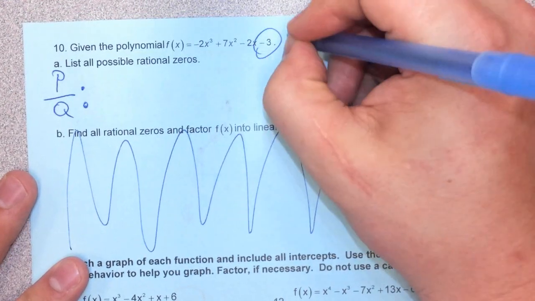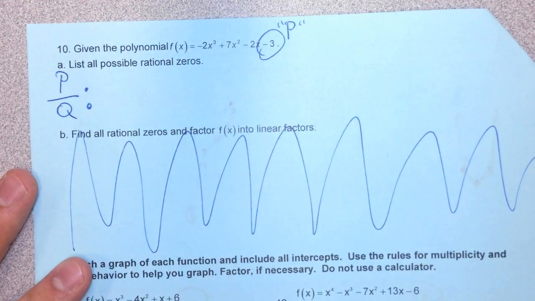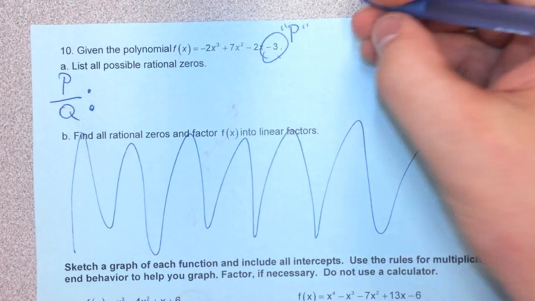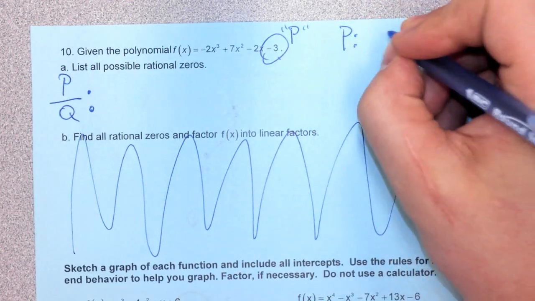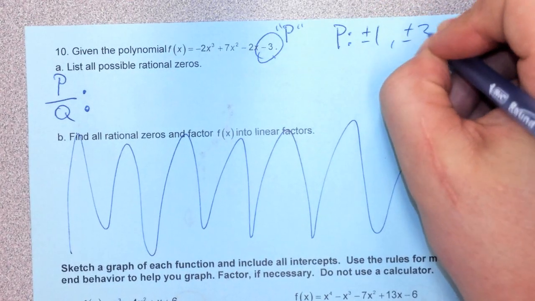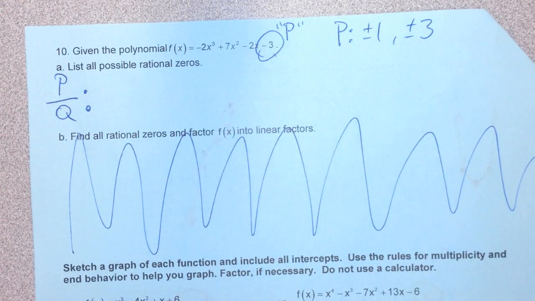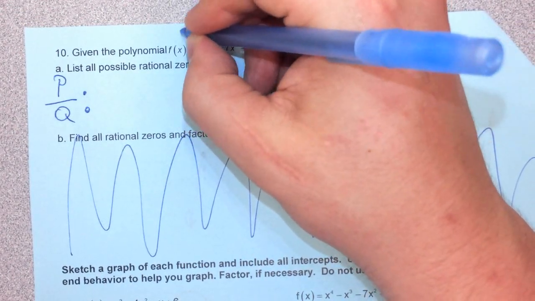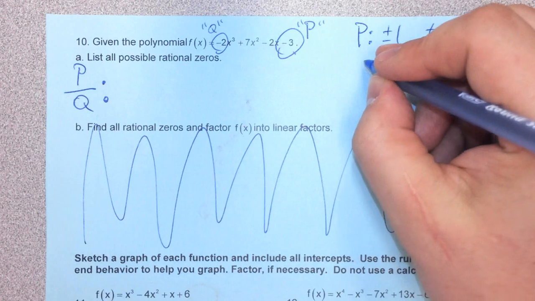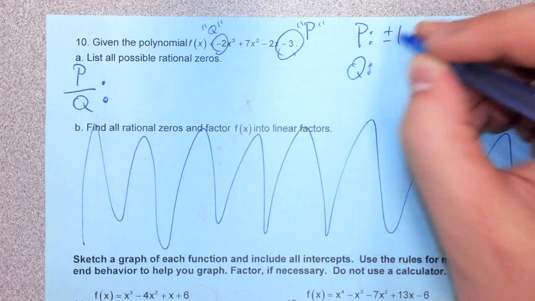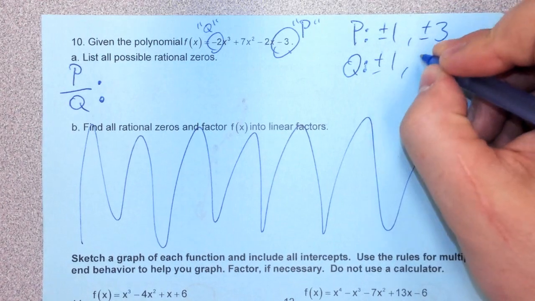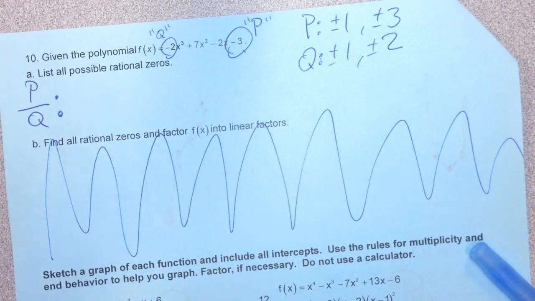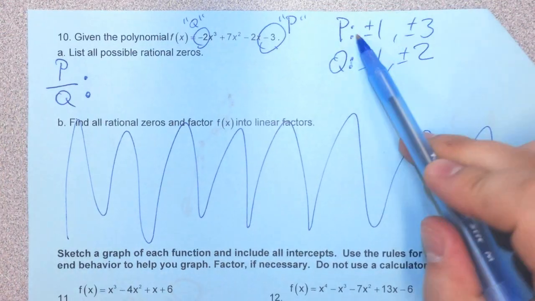Now, p is all the factors of that last term. So that's why I say it's p. Because really it's all the factors of -3. So all my possible p's are going to be plus or minus 1 and plus or minus 3. All right, those are all the things that multiply together to make 3. For q, that comes from the leading coefficient. And again, it's q because q is all of the factors of -2. So that's plus or minus 1 and plus or minus 2.